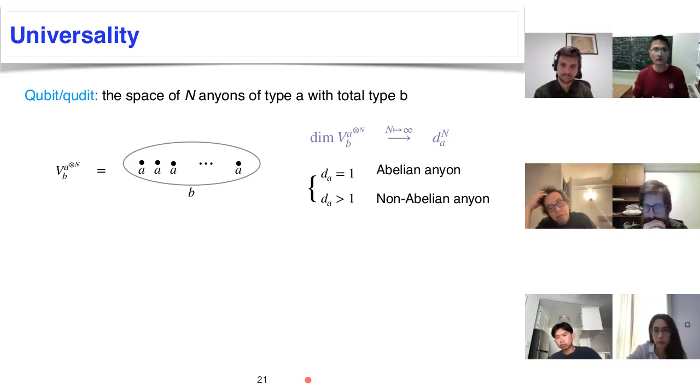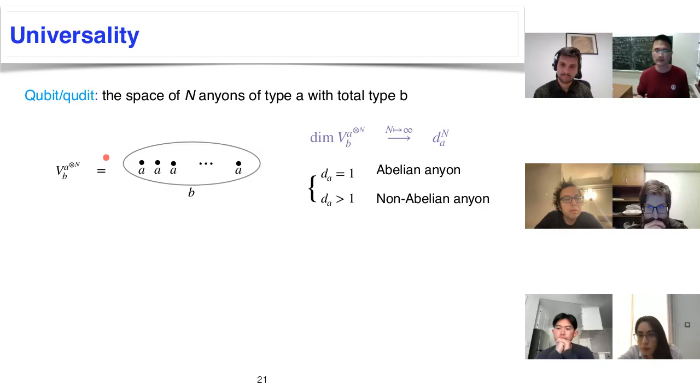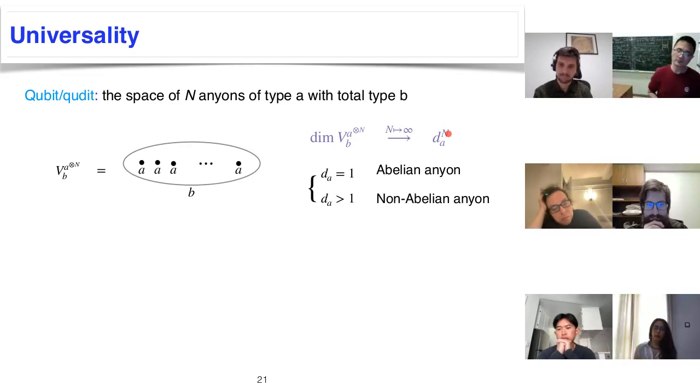Recall that in TQC we encode qubits in the space of multiple anyons. Let's say I take n anyons of type A with some total type B. Then asymptotically, as n goes to infinity, the dimension of this space behaves like d_A to the power n, where d_A is a real number. And d_A is called the quantum dimension of the anyon A. In particular, if it is 1, then this anyon is called an Abelian anyon. If it is greater than 1, then it's called a non-Abelian anyon.